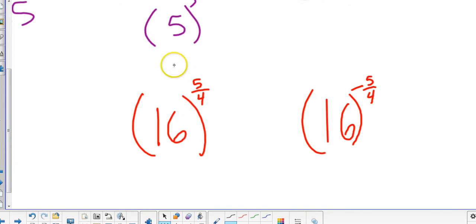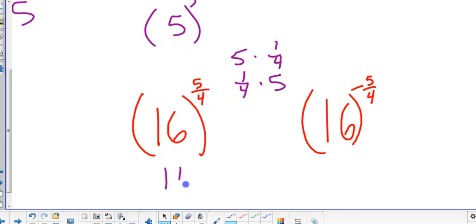What if it's a fraction here? This one I'm going to kind of pull apart. And so 5/4 is the same as 5 times 1/4, or 1/4 times 5. Either of these is 5/4.